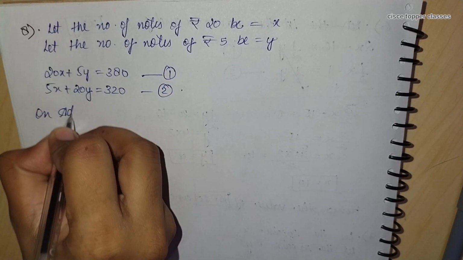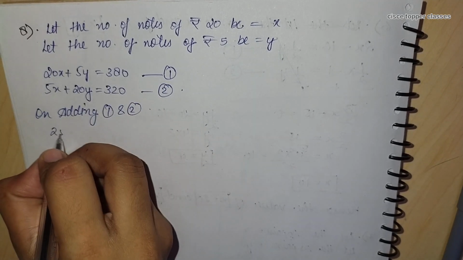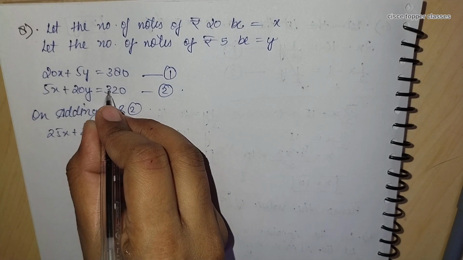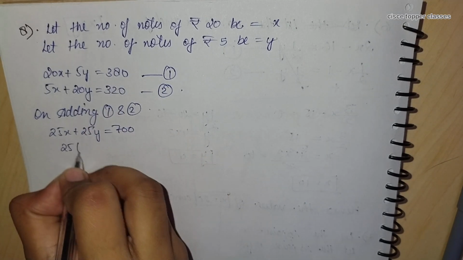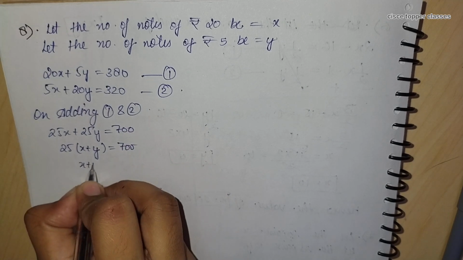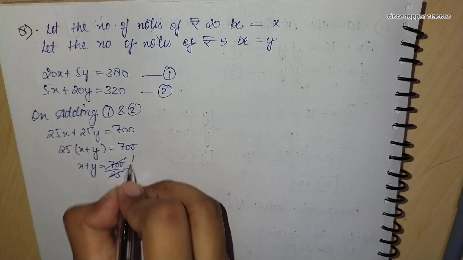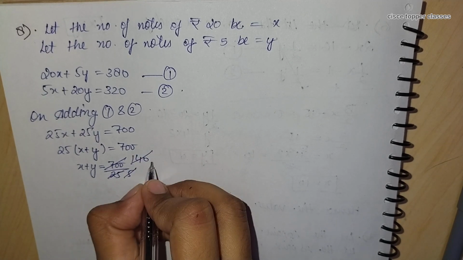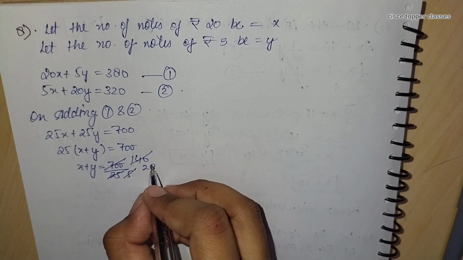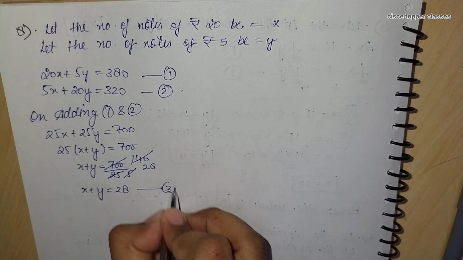On adding first and second here, we will get 25x plus 25y equal to 700. Now we will take 25 as common, so x plus y is equal to 700 divided by 25. Dividing, 700 by 25 is 28. Now x plus y is equal to 28. So let it be the third equation.